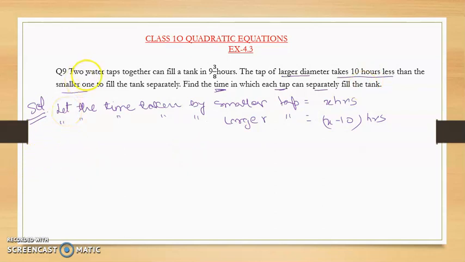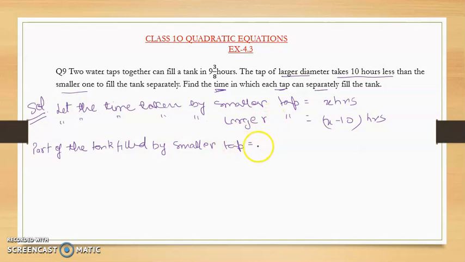Now if you see, it is given that two water taps together can fill a tank in 3/8 hours. This means the smaller one and the larger one together can fill the tank in 3/8 hours. So I can write the part of the tank filled by the smaller tap. How much will it be students? Think of something you studied in your 8th and 9th, some relation is there.